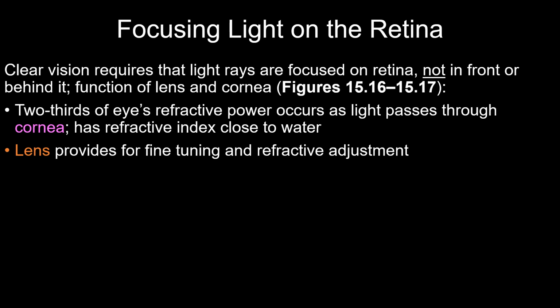Some additional refraction occurs as light passes through the lens, but the refractive index of the lens is very similar to that of the aqueous humor, so the lens doesn't provide as much refraction as the cornea. For this reason, the lens typically provides fine refractive adjustments, okay? Now, as we just said, rays of light from distant objects are nearly parallel when they reach the eye, so they need little refraction to be focused on the retina. The cornea does most of the work here, and the lens stays in its normal flattened shape.